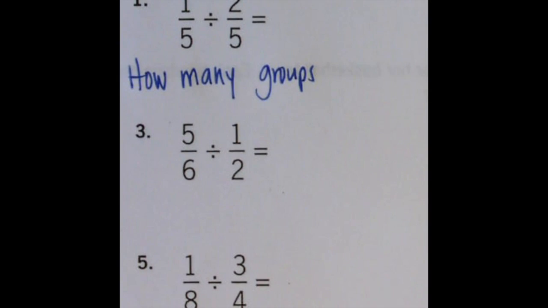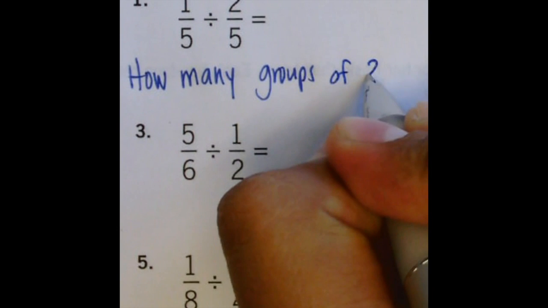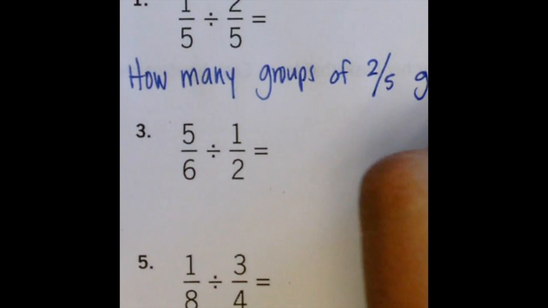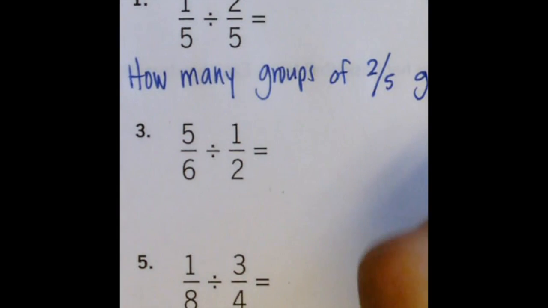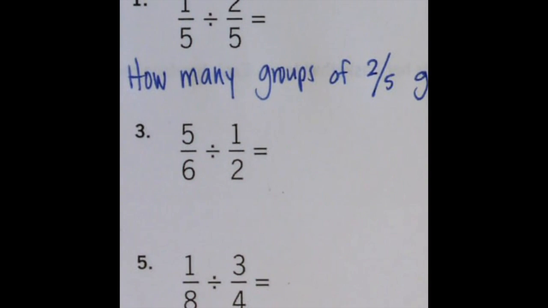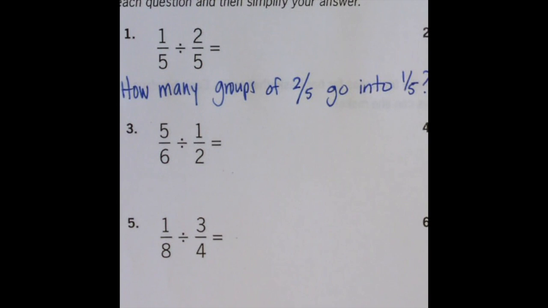What I want you guys to do is, as you are solving this, look at this and ask how many groups of 2/5 go into 1/5. So go ahead and write that down. How many groups of 2/5 go into 1/5?